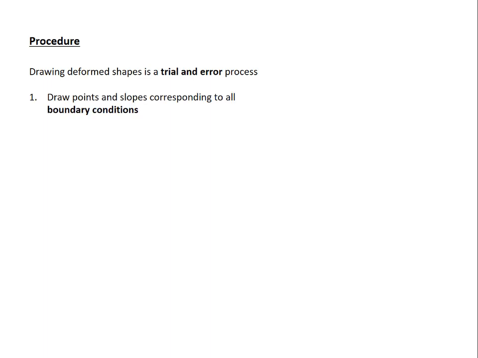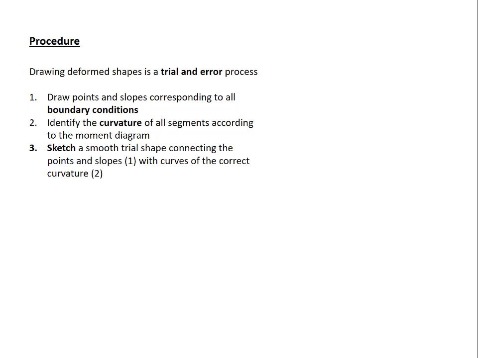Evaluate your boundary conditions and draw points and slopes corresponding to all the displacement or rotation boundary conditions. Step 2. Identify the curvature for each segment of beam according to the curvature of the moment diagram. Step 3. Sketch a smooth curve that connects all of this information, that connects the boundary conditions with curves of the correct curvature.